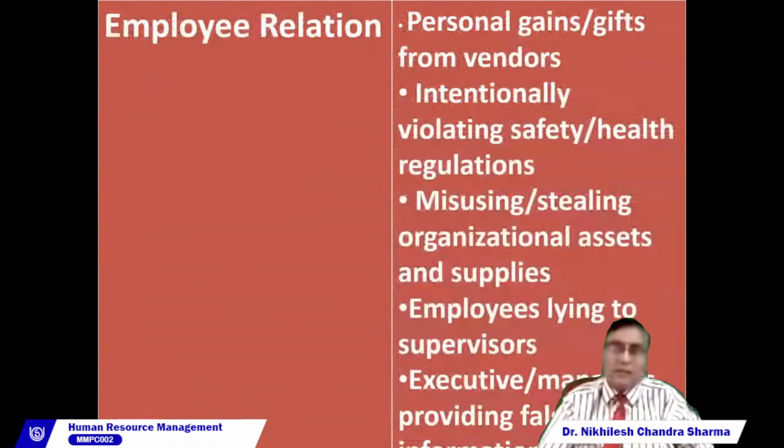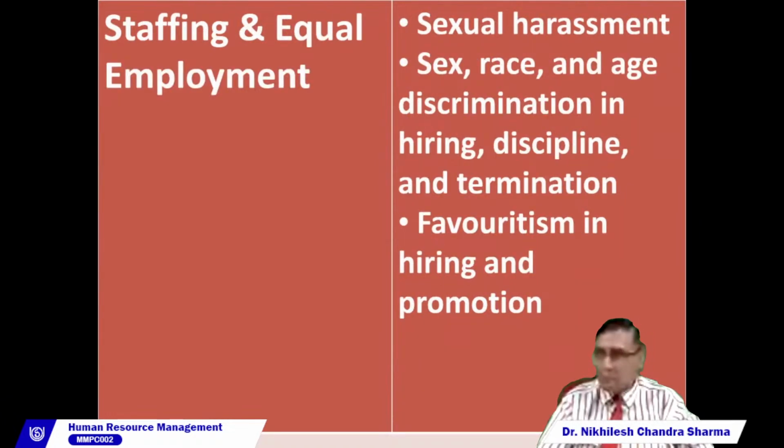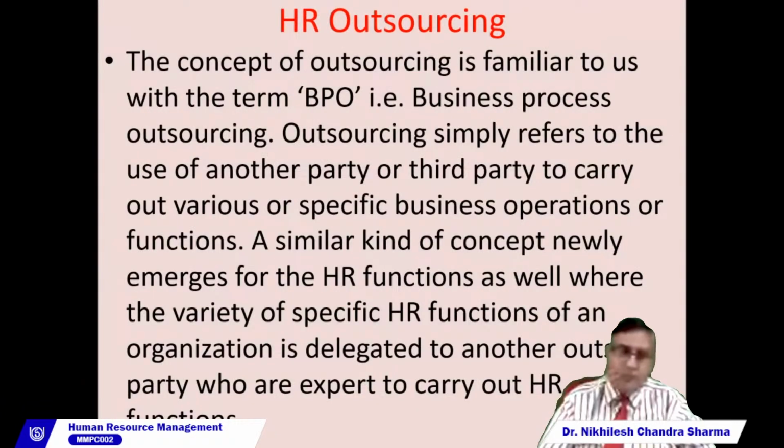Employee relations: personal gain, gifts from vendors, intentionally violating safety measures and health regulations are part of employee relations, misusing resources, and employees lying to supervisors. Staffing and equal employment: sexual harassment is part of it, discrimination in hiring, discipline, and promotions also.